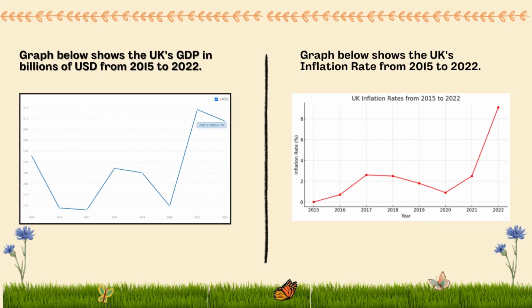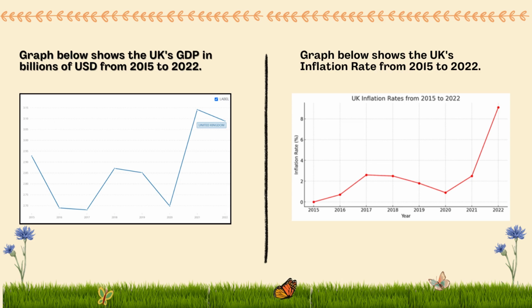This graph below shows the UK's GDP in billions of USD from 2015 to 2022. The UK's GDP declined after the Brexit referendum, dropping from 2.92 trillion USD in 2015 to 2.65 trillion USD in 2016. The GDP began to recover in 2017, reaching 2.85 trillion USD in 2018, despite ongoing Brexit negotiations.